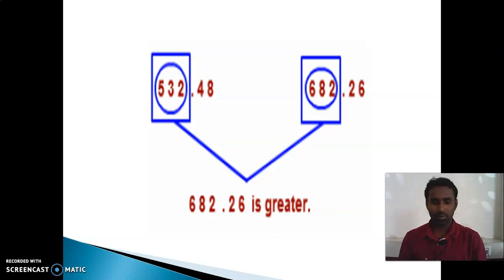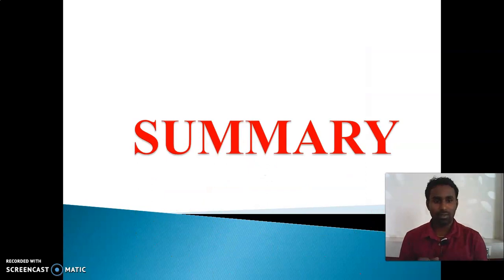Which are the things we said today? First, we have to know what is meant by decimal. A decimal denotes a number in terms of a point, a point followed by certain digits. Then, how to convert a fraction to a decimal and a decimal to a fraction. These two we have to know. Tenths means the decimal point after the first digit.